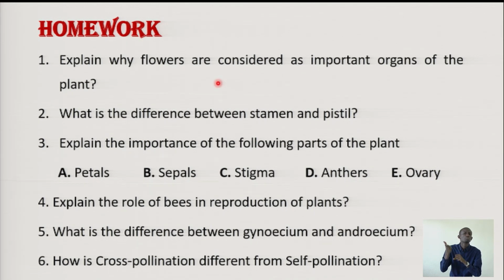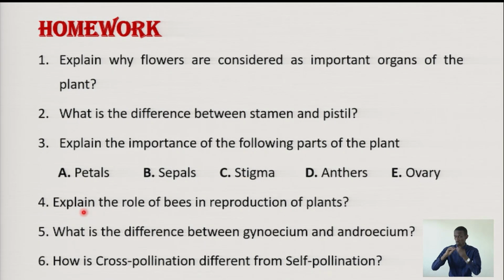Why are flowers important? Question number 2, what is the difference between stamen and pistil of the flower? Question number 3, explain the importance of flowering plants of the plant. Explain how these organs are important: petals, sepals, stigma, anthers, and ovary. That means you will be explaining the importance of these organs or parts of the plant.